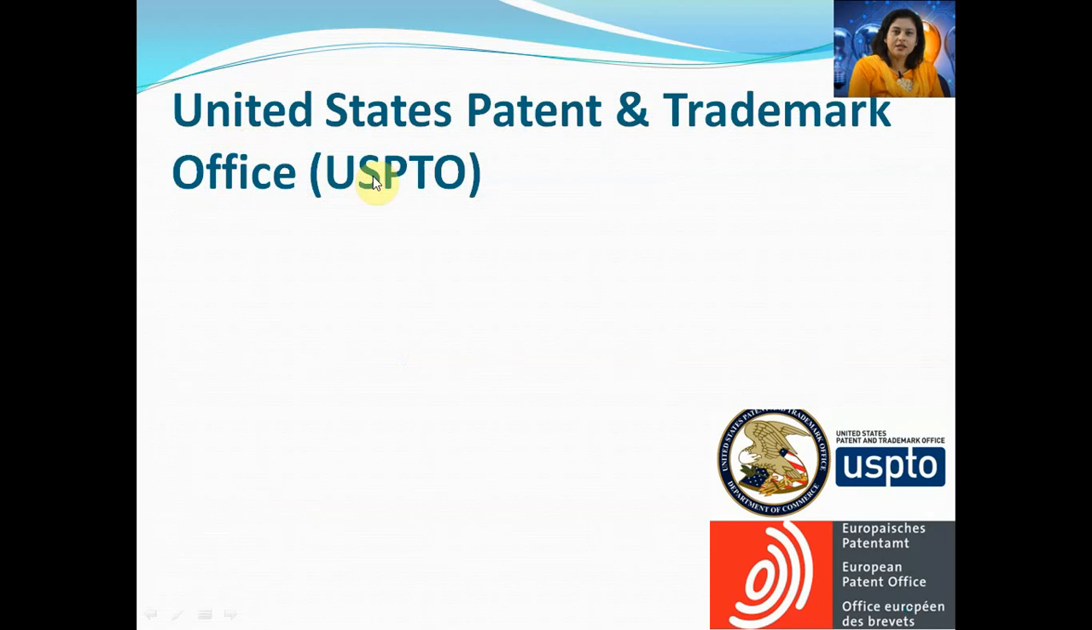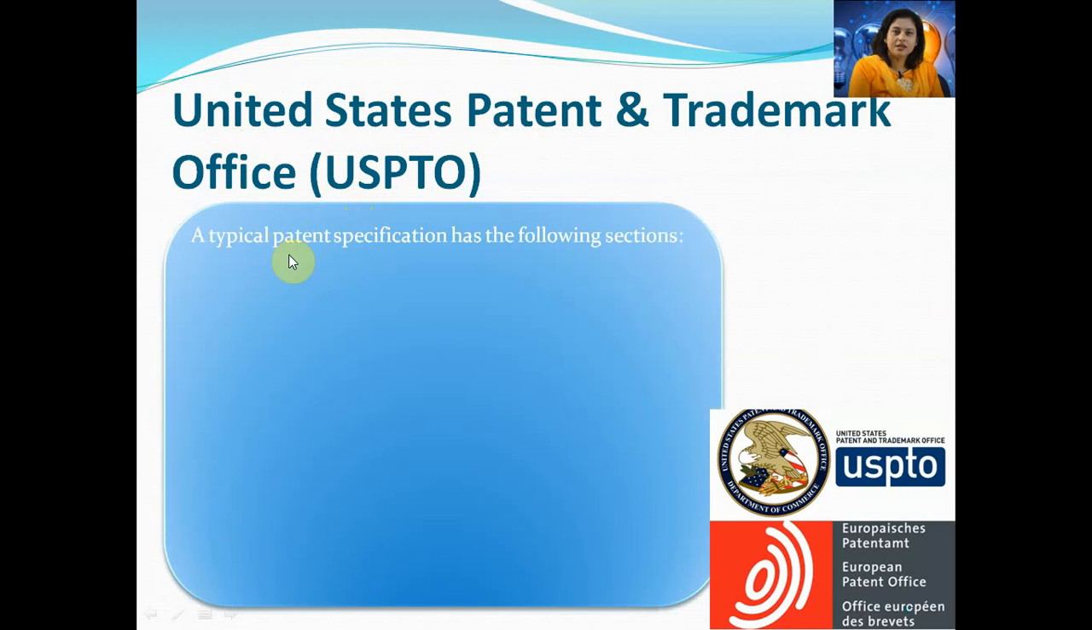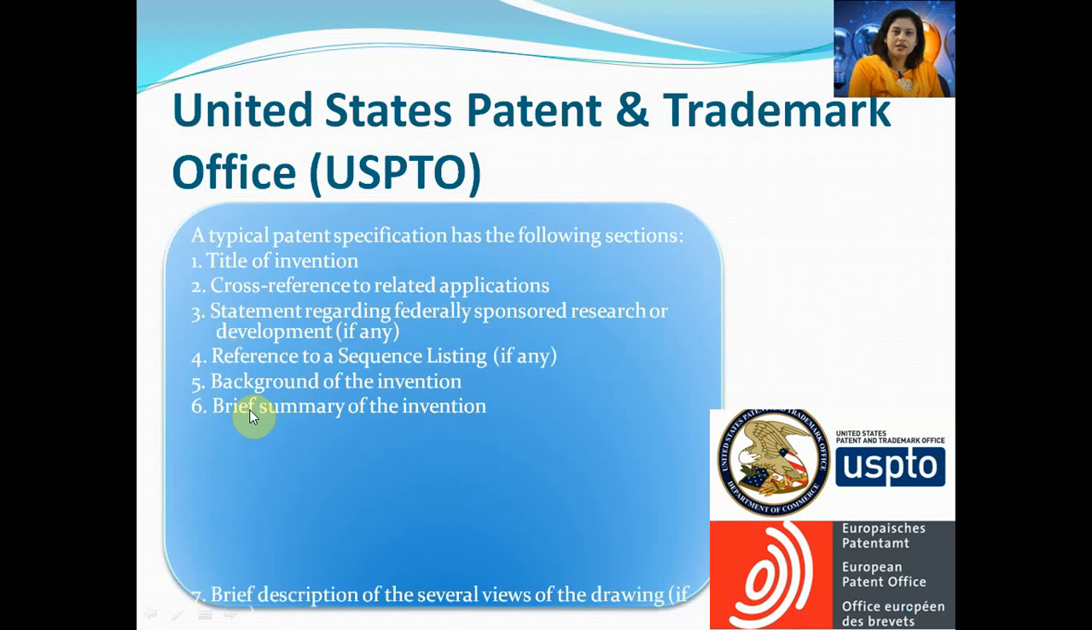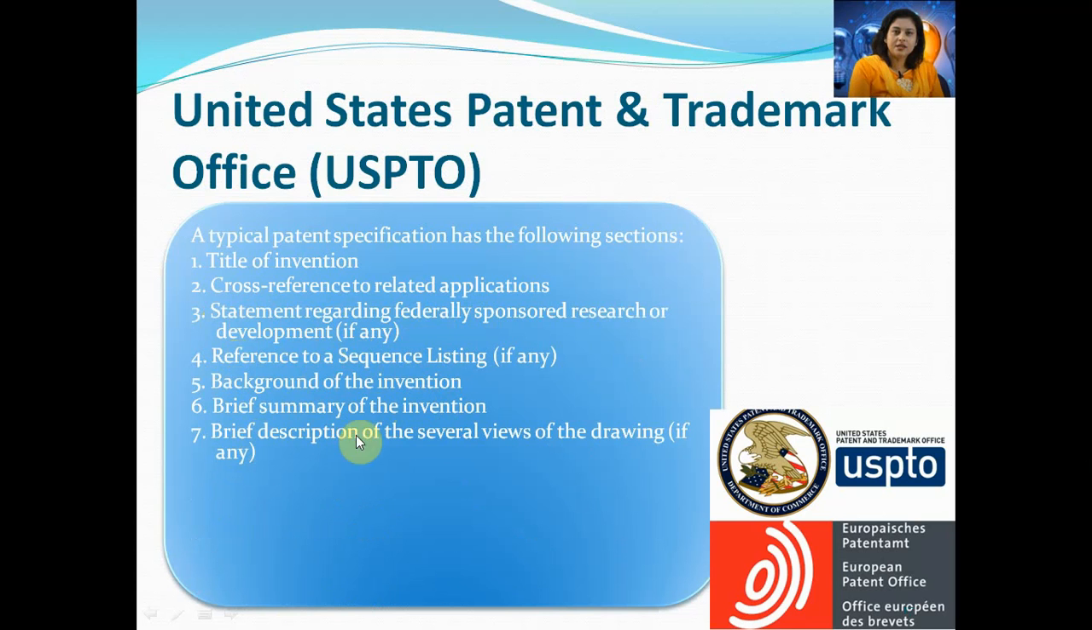Next we come to USPTO or United States Patent and Trademark Office. A typical patent specification of USPTO has the following sections: title of invention, cross-reference to related applications, statement regarding federally sponsored research or development if any, reference to a sequence listing if any, background of the invention, brief summary of the invention, brief description of the several views of the drawing if any, detailed description of the invention, claims, abstract of the disclosure.